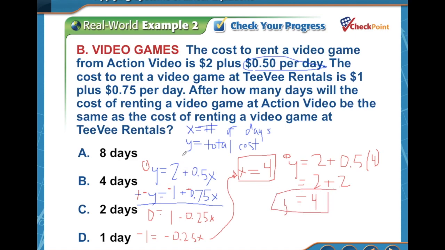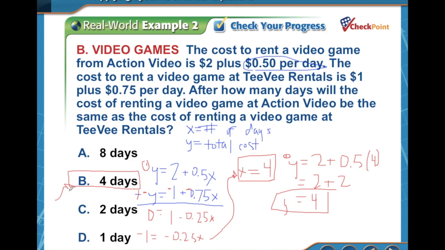So what are we asked? After how many days will the cost of renting be the same? Well, which one of these is days? It actually doesn't matter since they're both 4. But days is the x variable, so that is this number. So we know our answer is 4 days. After that amount of time, it will cost the same for both companies.